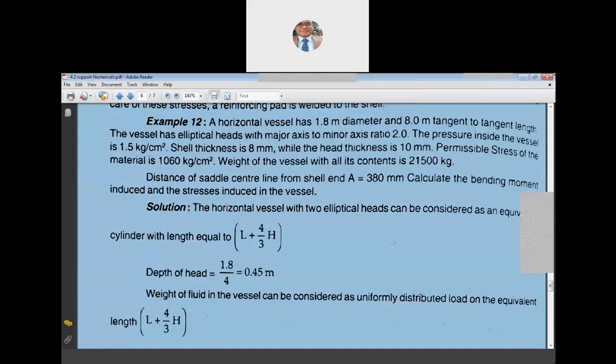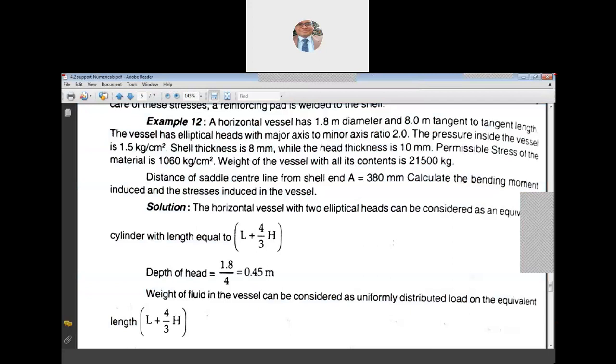So this is the numerical associated with the saddle support. A horizontal vessel has 1.8 meter diameter and 8 meter tangent to tangent length. The vessel has elliptical head with major axis to minor axis ratio of 2.0.